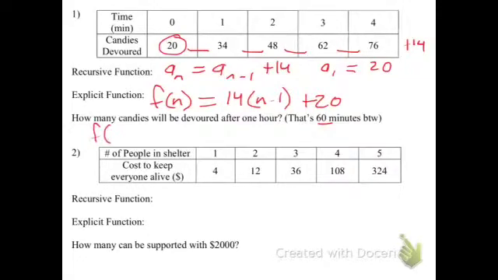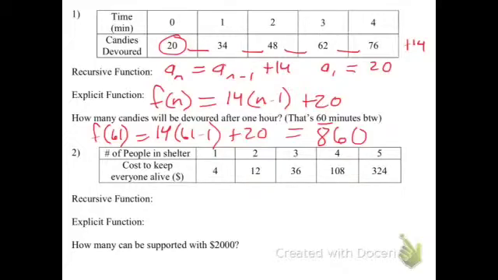So we're going to plug in 61 into our function here. You've got f of 61 equals 14 times 61 minus 1, and then plus 20. 61 minus 1 is 60. 14 times 60 plus 20 is going to give you 860. And that's going to be it for number 1.